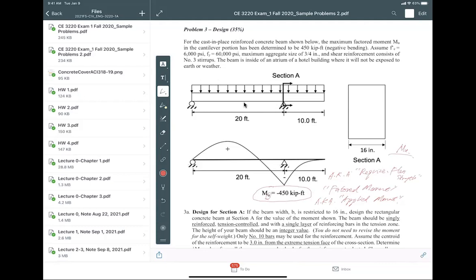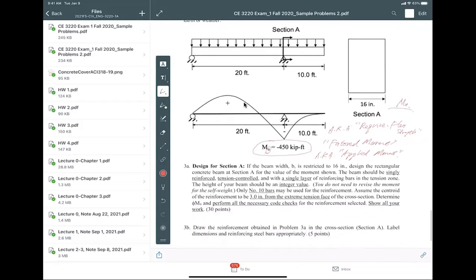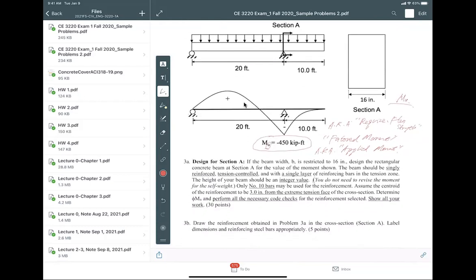And I won't test you on these details of calculating self-weight. Usually I won't. Sometimes I even put here, you do not need to revise the moment for the self-weight. Meaning, please keep it as it is. Use that for design. Don't make it more complicated.